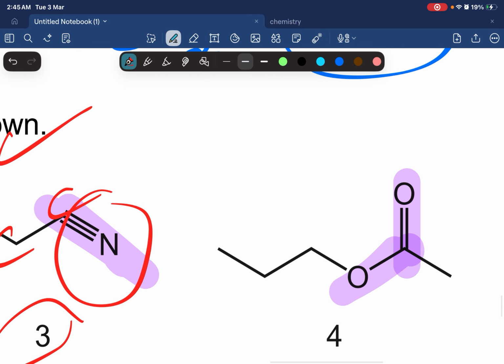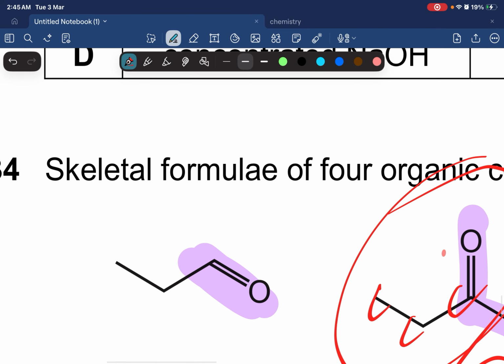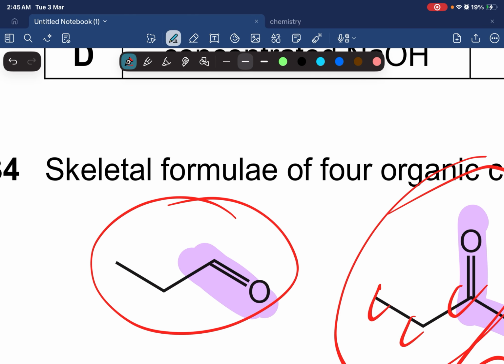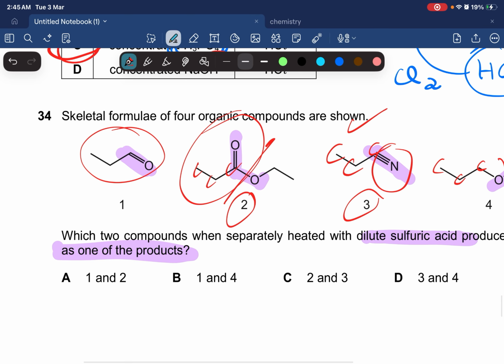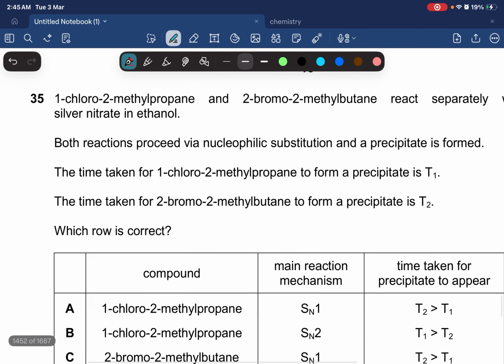This is going to form what kind of acid? Ethanoic acid. And what kind of alcohol? Propanol. What is this going to form? Well, this is not going to form anything with acid, right? This is going to get oxidized. So with sulfuric acid, it's 2 and 3, right? Yeah. Okay.